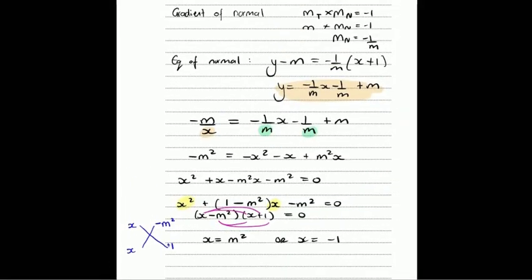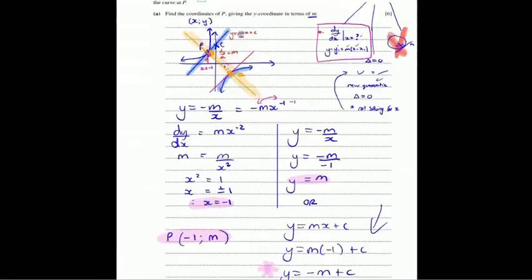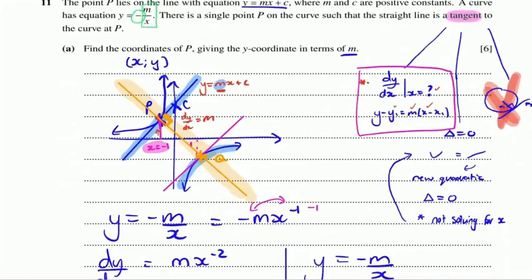Okay, so what did we just work out? We worked out where the curve and the normal meet. We already know the curve and the normal meet at one of these points. We already know they meet at x equals minus 1. So the point that we don't know is the other one. This x value over here must be m squared.